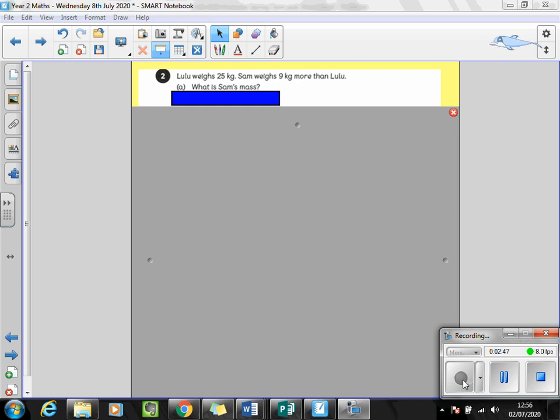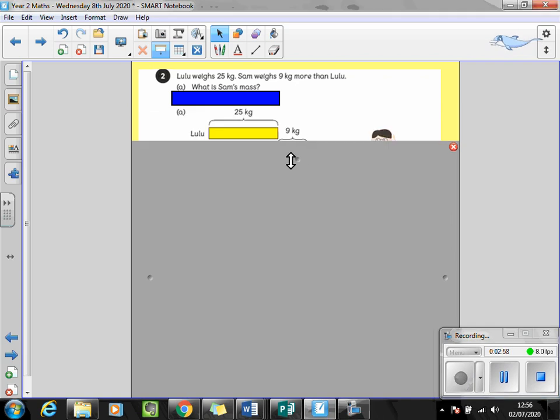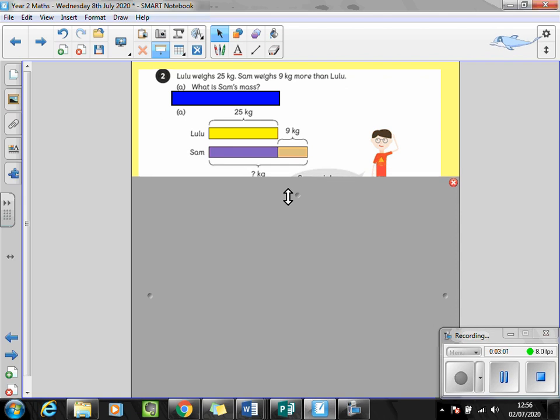So, Lulu weighs 25 kilograms. Sam weighs 9 kilograms more than Lulu. What is Sam's mass? Okay, so here's our diagram to help us. Pause the video and see if you can use that bar model to work out how heavy Sam weighs.